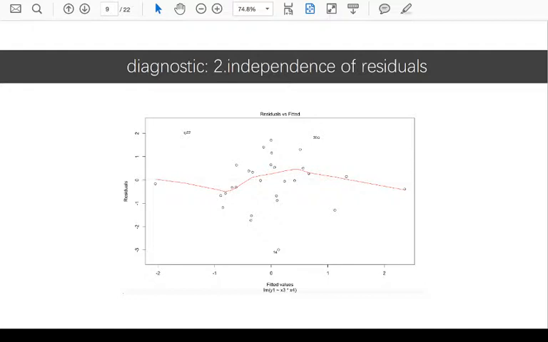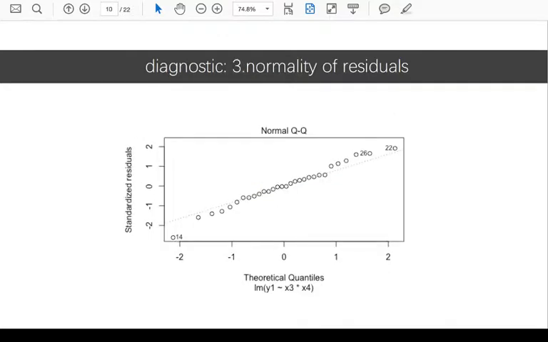And we want a straight line in the middle, but this line seems, because it's sensitive to observations, not so perfect. There may be a little problem here. We can also see the normality of residuals, because we need a normal distribution of the residuals, but it seems observation number 14 or number 26 are a problem to fit the normal distribution. So there may be some problems.